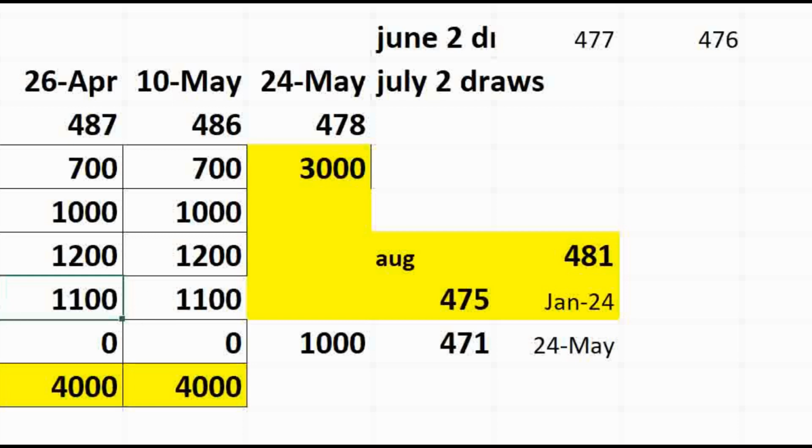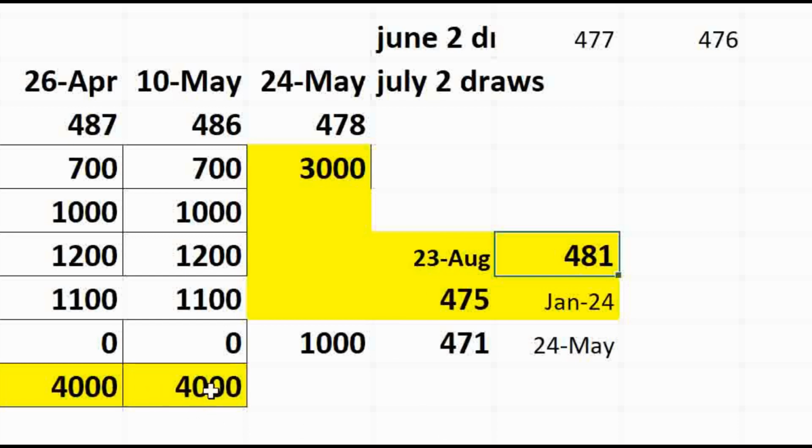So if 10 draws, that means that will take 5 months. So if we calculate from April, May, June, July and August, then August 2023, this is not 23rd of August, this is August 2023, we can get a cutoff score of 481. So in order to achieve a cutoff score of 481, we have to wait till August.